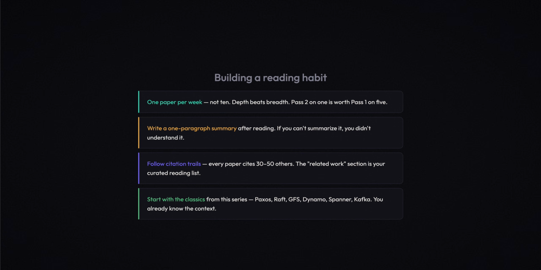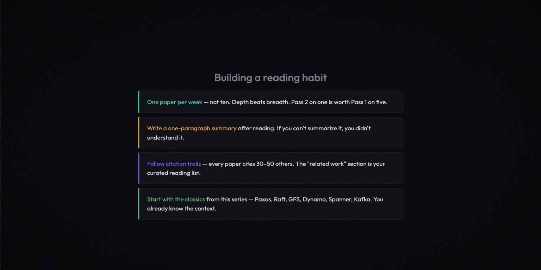A few rules for building a sustainable habit. 1 paper per week, not 10. Depth beats breadth. A pass 2 reading of 1 paper is worth a pass 1 skim of 5. Write a 1 paragraph summary after every paper. If you can't summarize it, you didn't understand it.